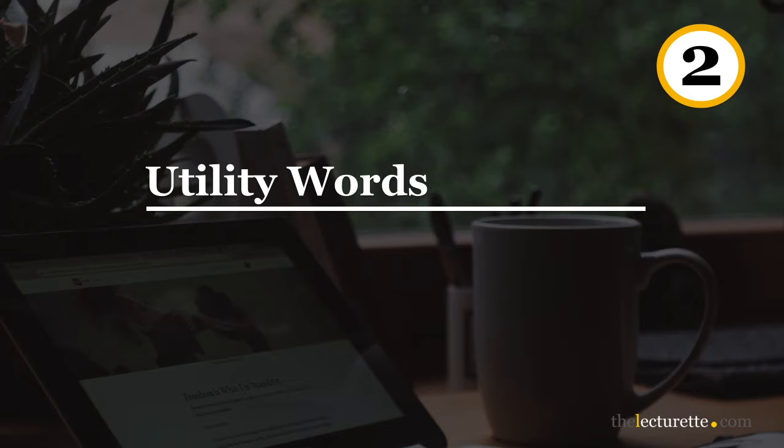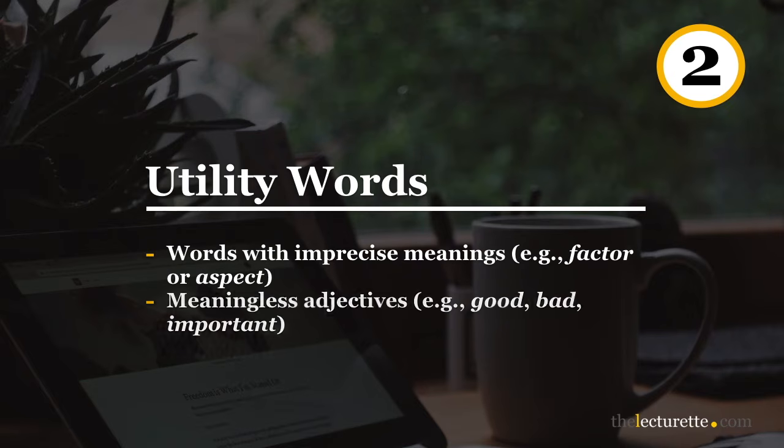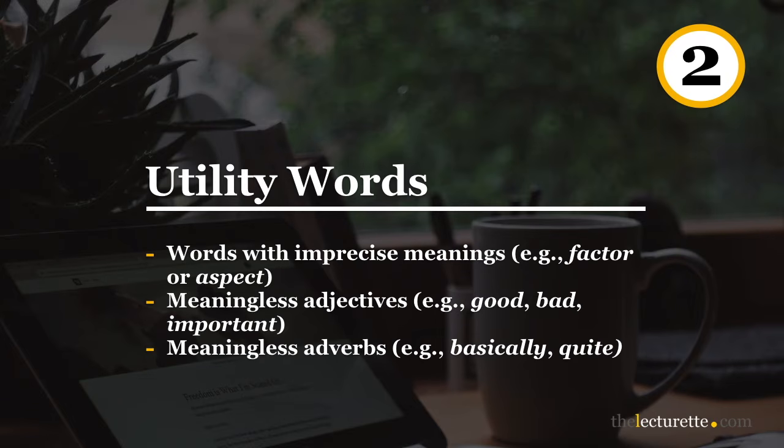The second way to eliminate wordiness is to get rid of utility words. Utility words are words that just act like fillers, and just like Deadwood, do not contribute to the meaning of the sentence. They include words with imprecise meanings, like factor or aspect, meaningless adjectives, like good, bad, important, and so on, and meaningless adverbs, for instance, basically or quite.